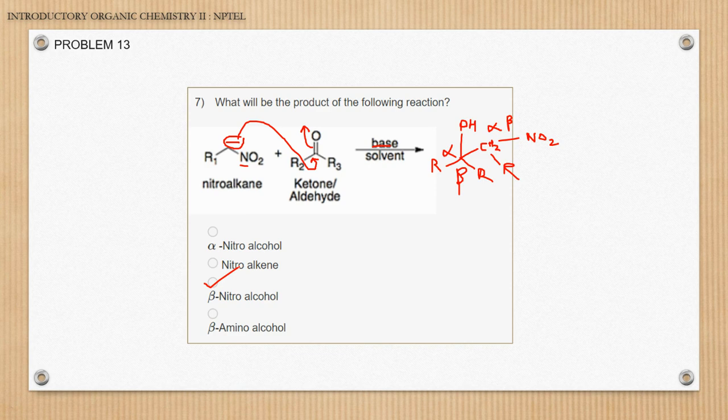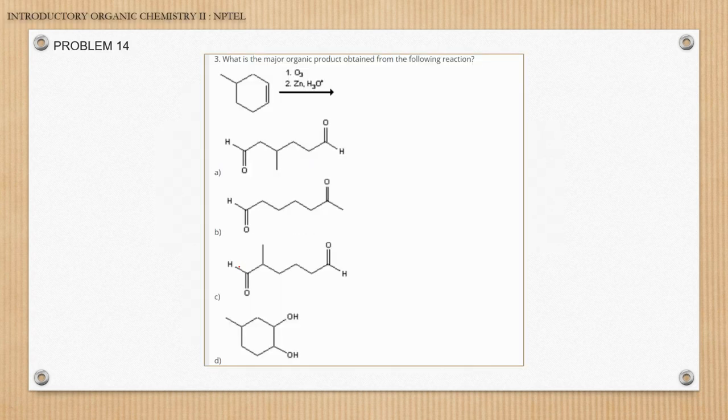So is it clear, guys? If it is clear, then I'm moving forward to problem number 14. So you have to identify the major organic product formed for the following reaction. So basically this is the alkene. In the first case you are doing the ozone treatment and second zinc hydrolysis. So can anyone tell me what will be the product of this reaction?